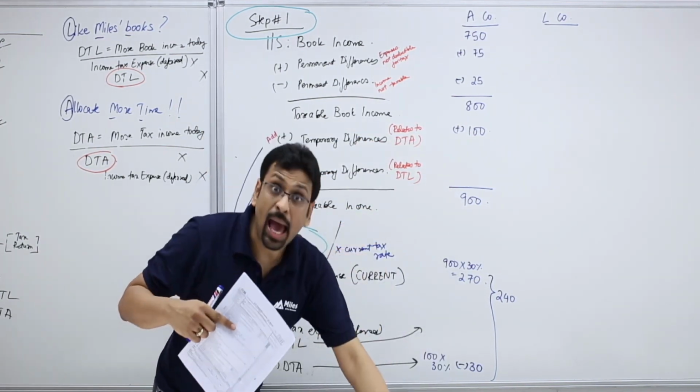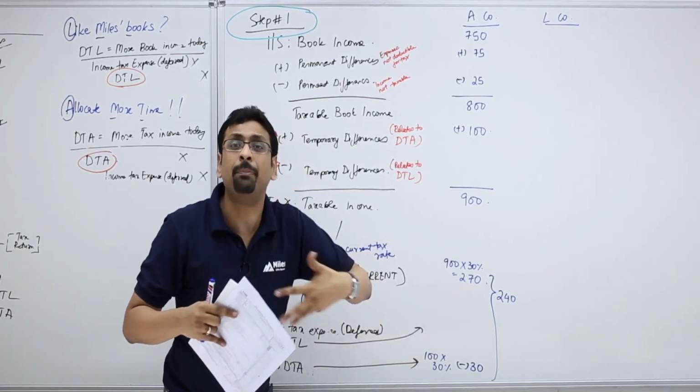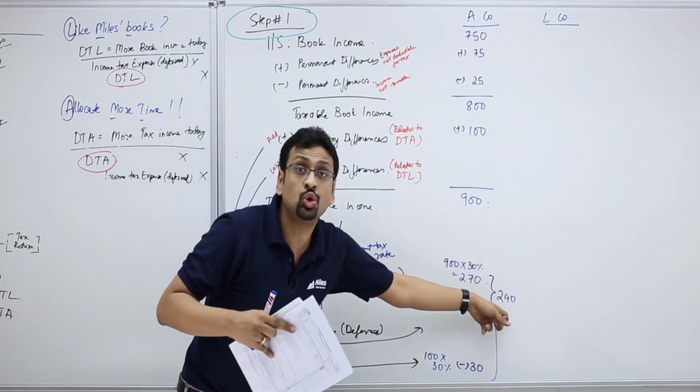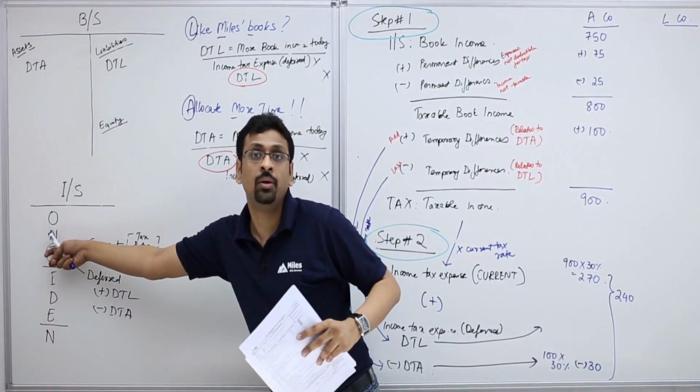Now for our GAAP books, we subtract the excess taxes, the prepayment, and we get to this 240 number, which is expensed on the income statement.